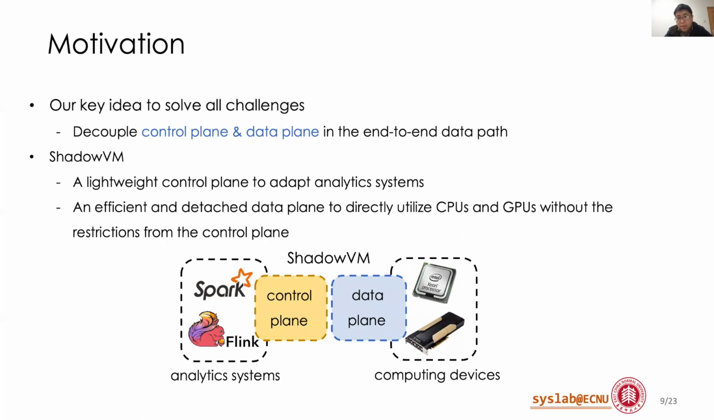In order to solve all these challenges, our key idea is to decouple the end-to-end database into two parts: a data plane and a control plane. This implementation allows the control plane and the data plane to employ different designs respectively. Based on this idea, we implement a framework called ShadowVM. ShadowVM leverages a lightweight control plane to adapt analytic systems and an efficient data plane to directly utilize the CPU and GPUs without restriction from the control plane.